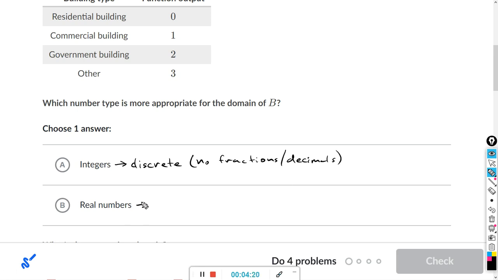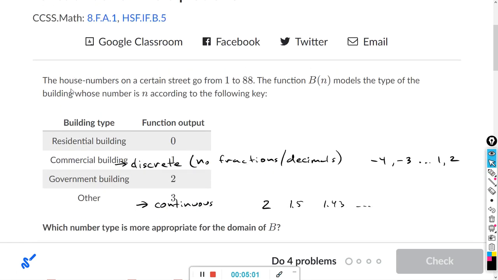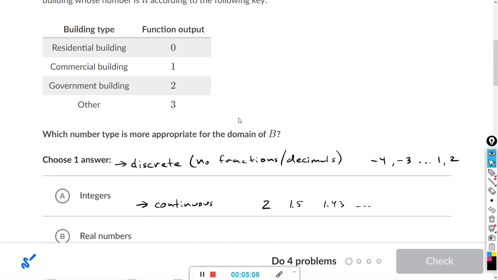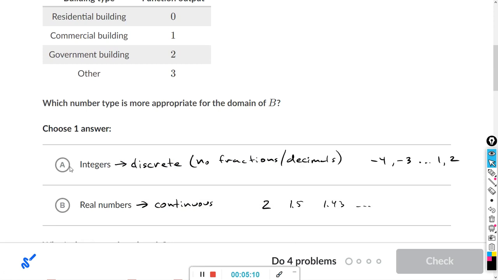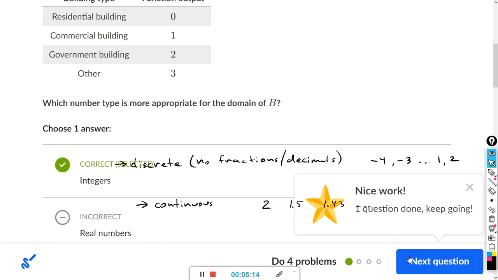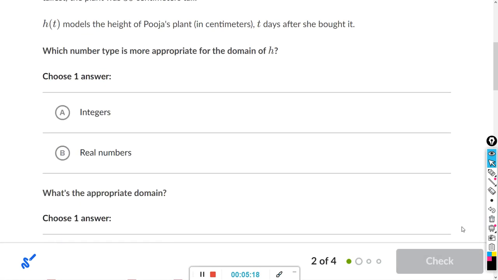If it's real numbers, the numbers are going to be continuous. So for the integers, it's going to have to be something like -4, -3, 1, 2. They're discrete numbers with no fractions or decimals. But if it's a real number, it could be anything in between those numbers. So it could be 2, it could be 1.5, it could be 1.43, and so on. In this case, n is the house numbers, and they go from 1 to 88. House numbers don't have fractions or decimals, so it's going to be answer A. So all the problems are basically the same.